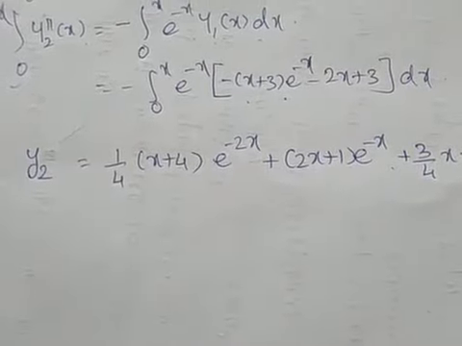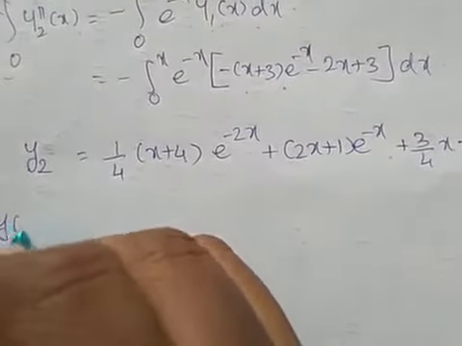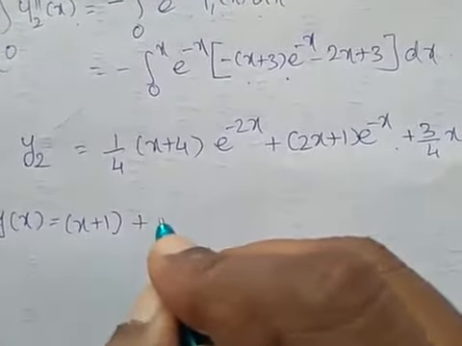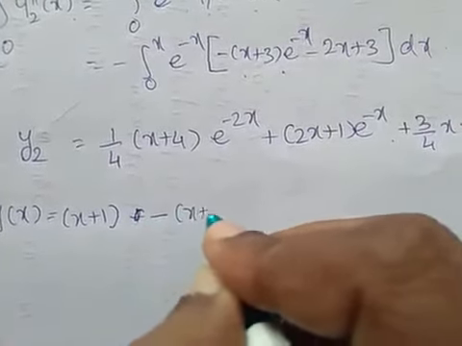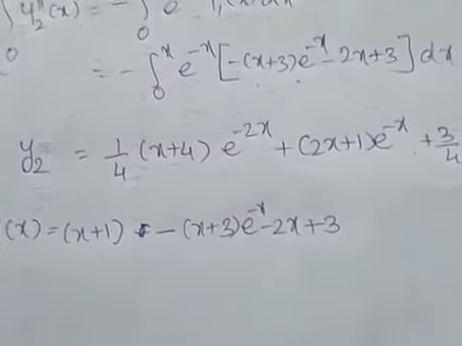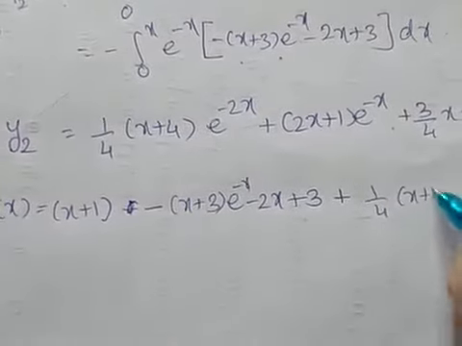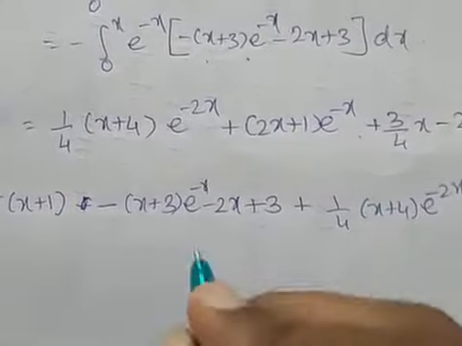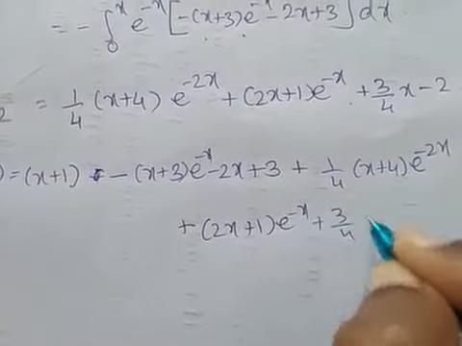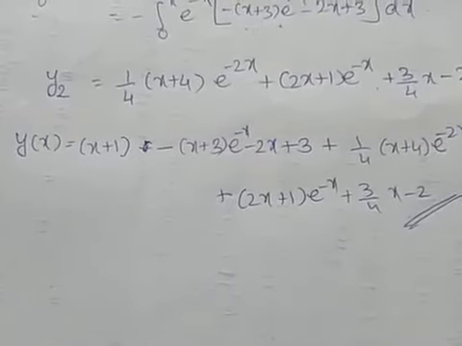Substituting y0, y1 and y2 and substituting epsilon equal to 1, we will get the solution y of x is equal to x plus 1. This is our y0, minus (x plus 3) e power minus x minus 2x plus 3. This is our y1, plus 1 by 4 (x plus 4) into e power minus 2x plus 2x plus 1 into e power minus x plus 3 by 4 x minus 2. This is our y2. We will stop here. This is the solution for our y.